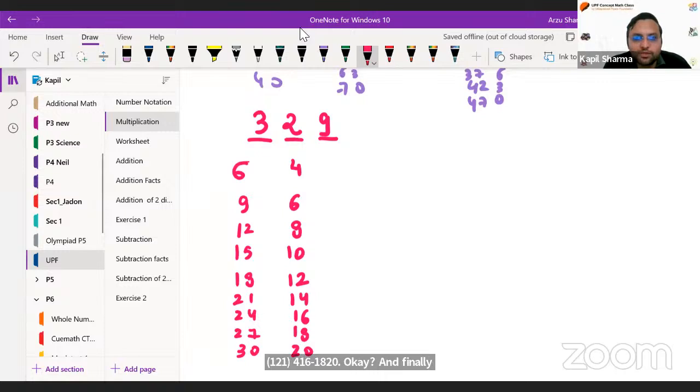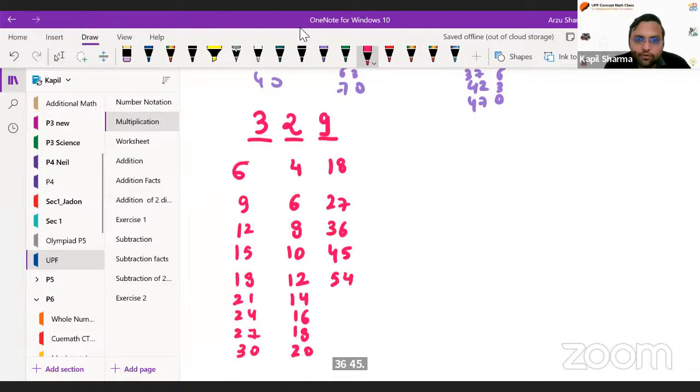And finally, multiples of 9. So 9, then it's 18, 27, 36, 45, 54, 60, 63, 72, 81, and 90. Okay. Now, what's the next step?